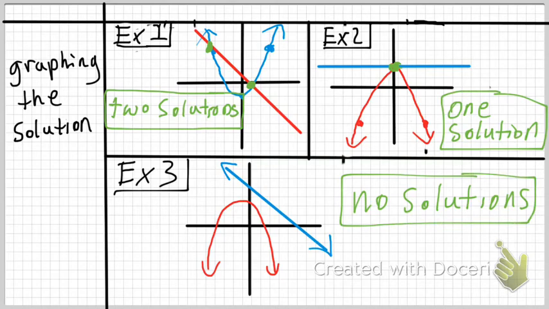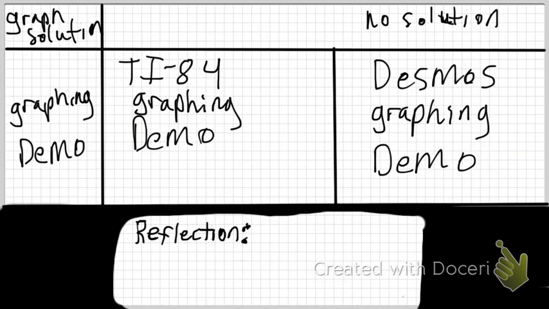Well, it's fine to be able to recognize when I have two solutions, one solution, or no solution. However, if I want to actually find the solutions to different things, then I need to actually go through a process using my calculator. So below here, we're going to ask the question, how many solutions does something have? And we're going to be able to do that by using our graphing demonstrations.